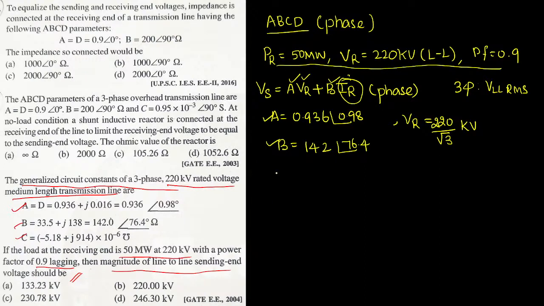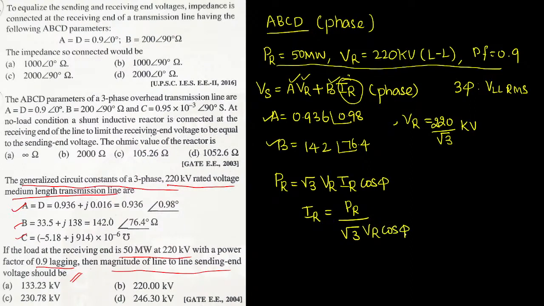Let us calculate. We all know real power at the receiving end, three phase, can be written as √3 times receiving end voltage into receiving end current, into cos phi. From this I can say the receiving end current IR will become receiving end power PR divided by √3 times VR into cos phi. Now substitute all the values. Given it is 50 megawatt, 50 into 10 power 6 upon √3 times receiving end voltage, 220 kilovolt.